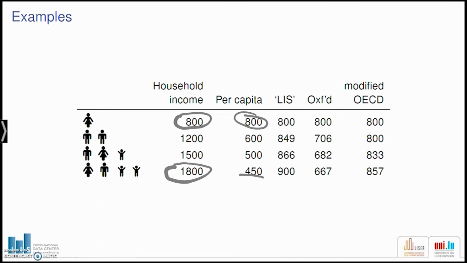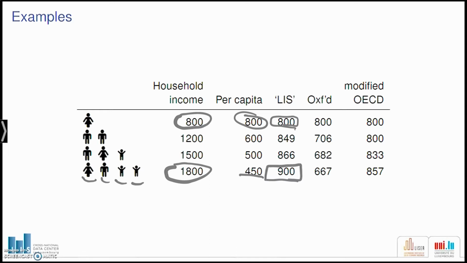Square root scale? What happens with the square root scale? Well, the square root scale now considers that with a family of 4 and 1800 euros, so recall you divide 1800 by the square root of 4, that's 2. So divide 1800 by 2, we've got 900. So 900 is the equivalent income received by every member of that family of 4. And that's the largest of all 4 situations. The worst off in this situation is now the person living alone. So here the effect of economies of scale is quite large.